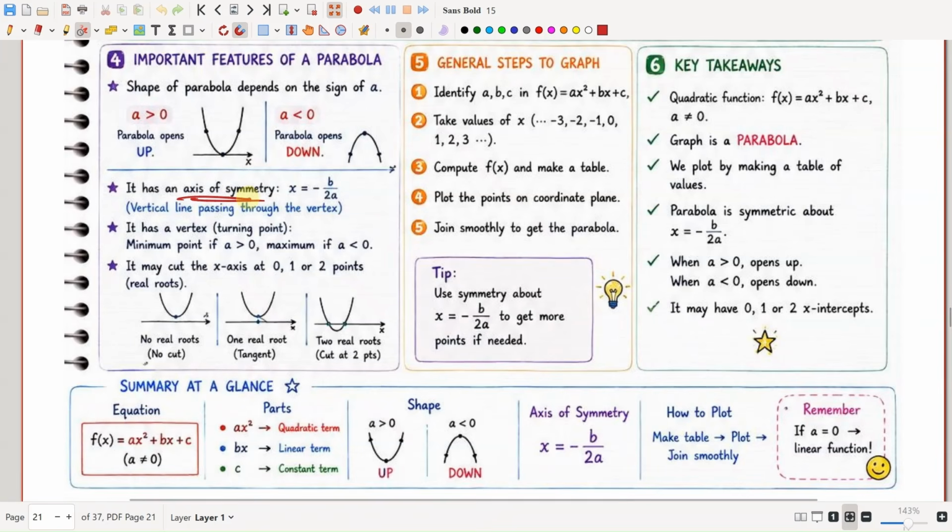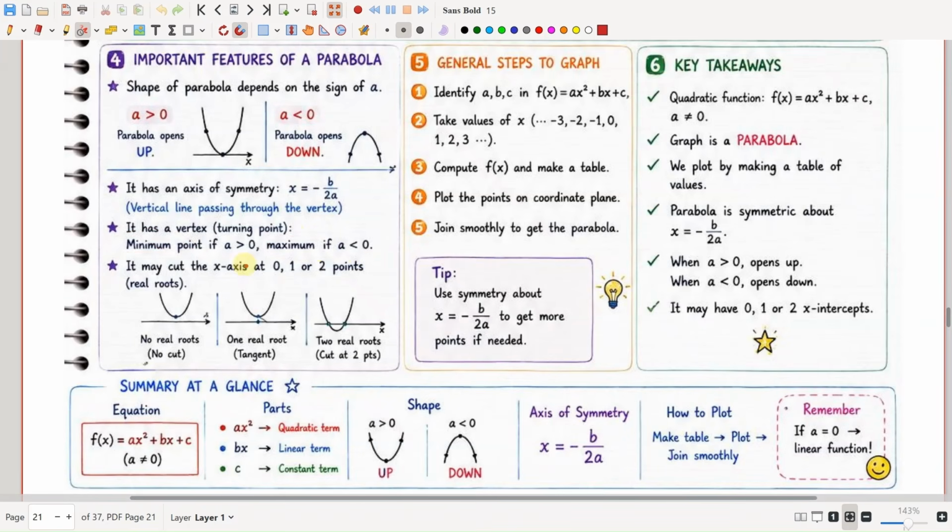The axis of symmetry of a parabola has the formula x is equal to minus b by 2a. This is also where we find the vertex point. If the parabola has a vertex, then it is a minimum point if a is greater than 0, and it is a maximum point if a is less than 0.